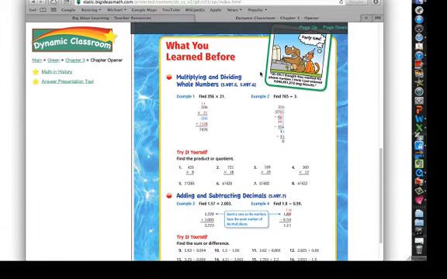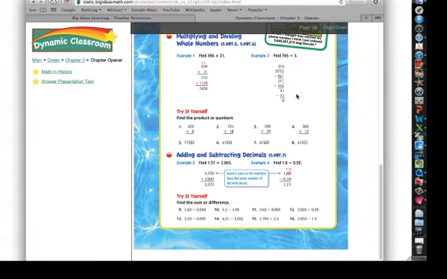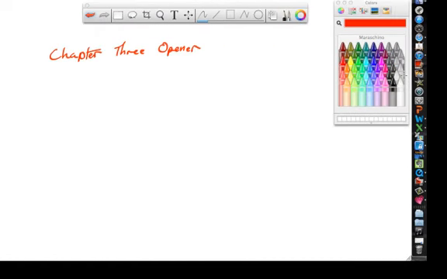This is what you learned before. This is stuff you're already supposed to know, but I'm going to show you real quick how to do them just in case you don't remember. We've got to do multiplication, long division, and then we have to add and subtract. We're going to add and subtract decimals right away. We're not multiplying and dividing decimals yet, but we will during this chapter. Don't you worry. So if we want to start with the multiplication, which is what they start with, we're just going to make up a problem.